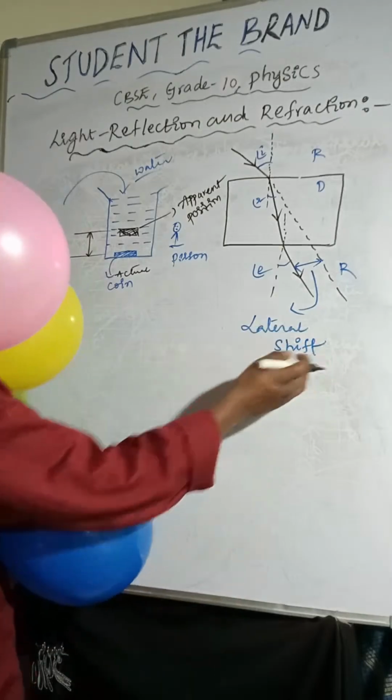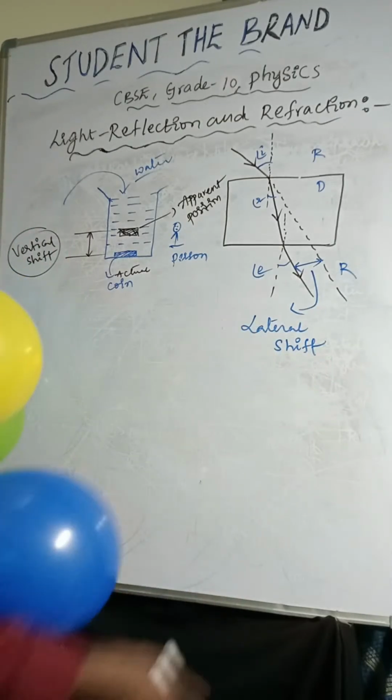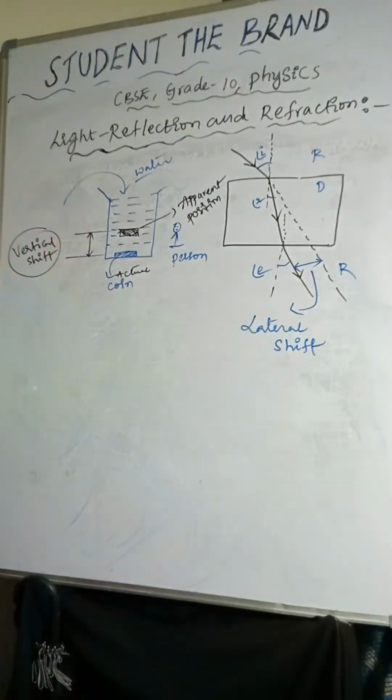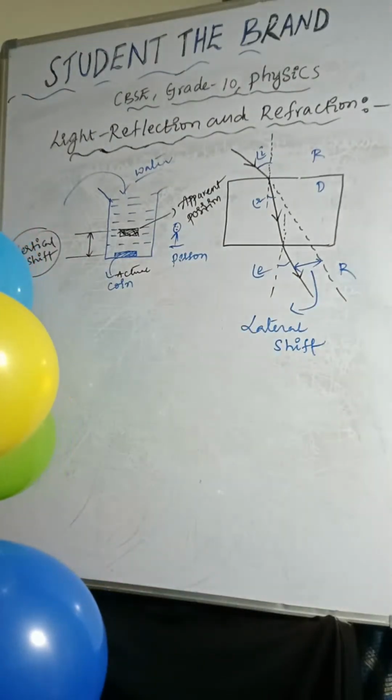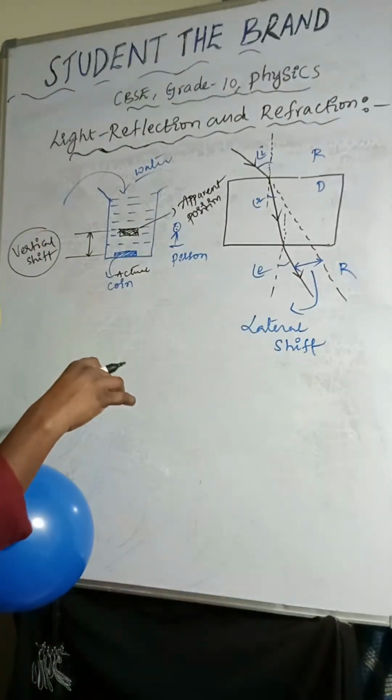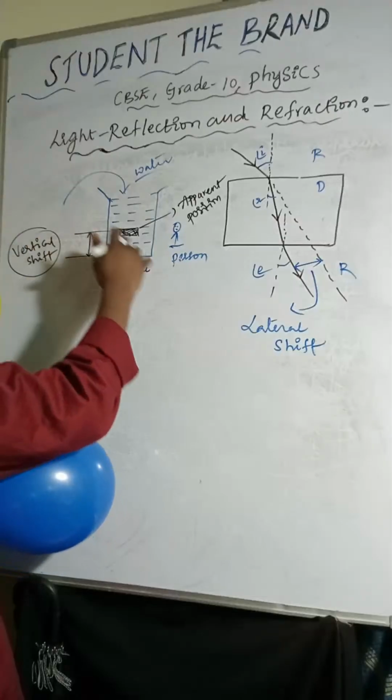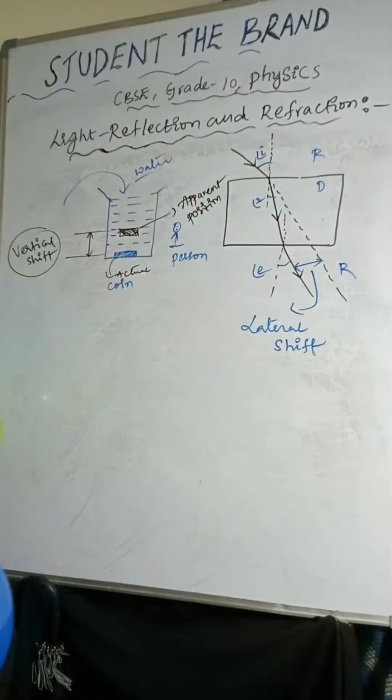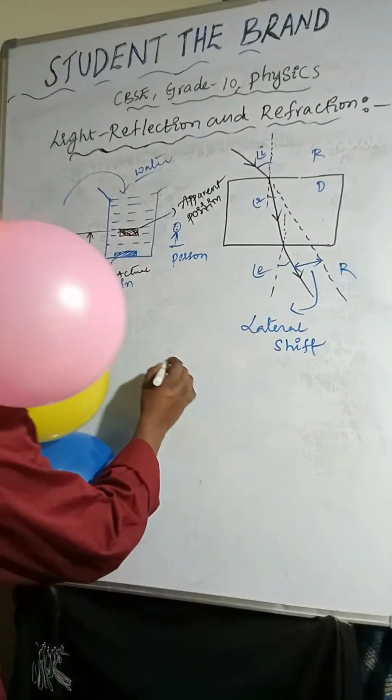So what is lateral shift? The distance between the emergent ray and the extended incident ray, or the initial direction of the incident ray, is called lateral shift. Coming to the vertical shift, the distance between the actual position and the apparent position of the coin is called vertical shift. Okay? Clear.